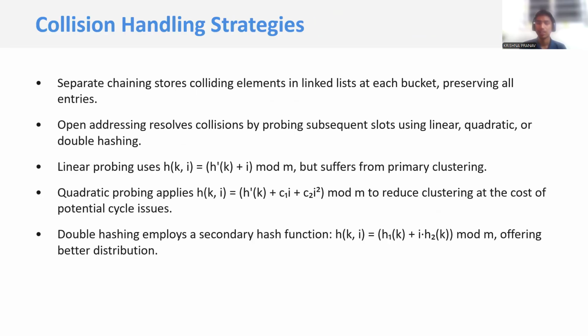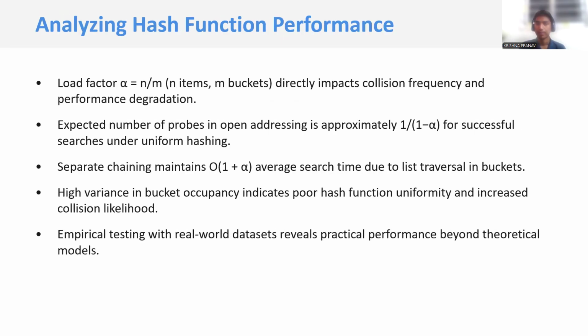from primary clustering. Quadratic probing applies h(k, i) = (h'(k) + c1 i + c2 i^2) mod m to reduce clustering at the cost of potential cycle issues. Double hashing employs a secondary hash function, h(k, i) = (h1(k) + i h2(k)) mod m, offering better distribution.